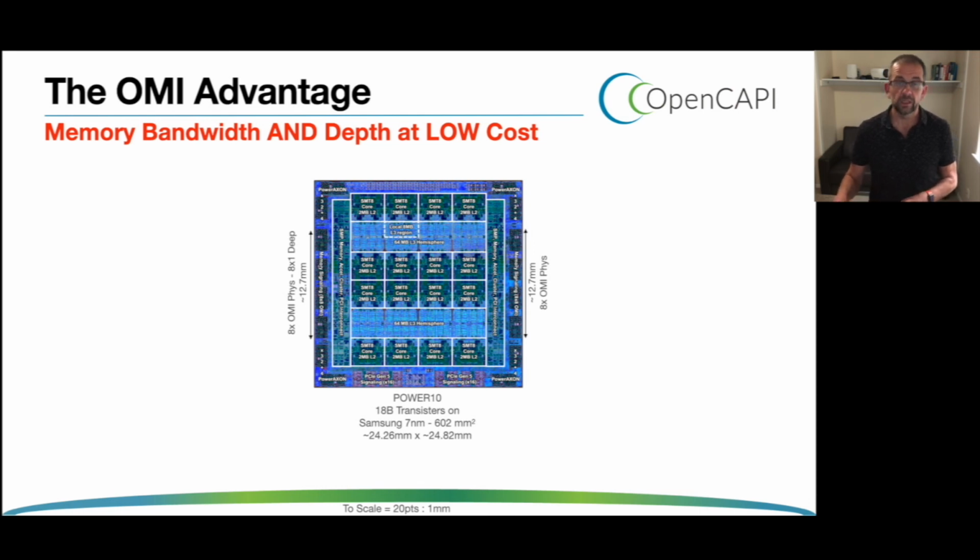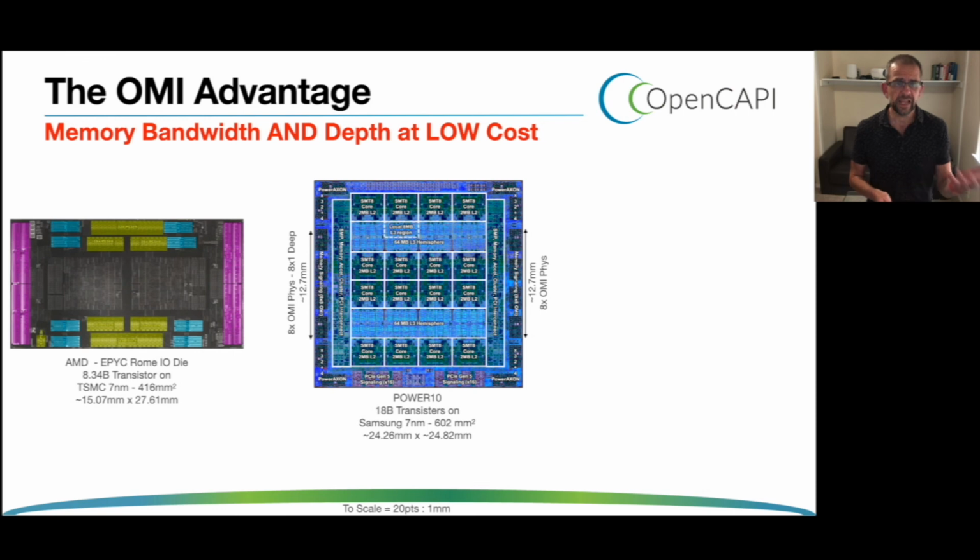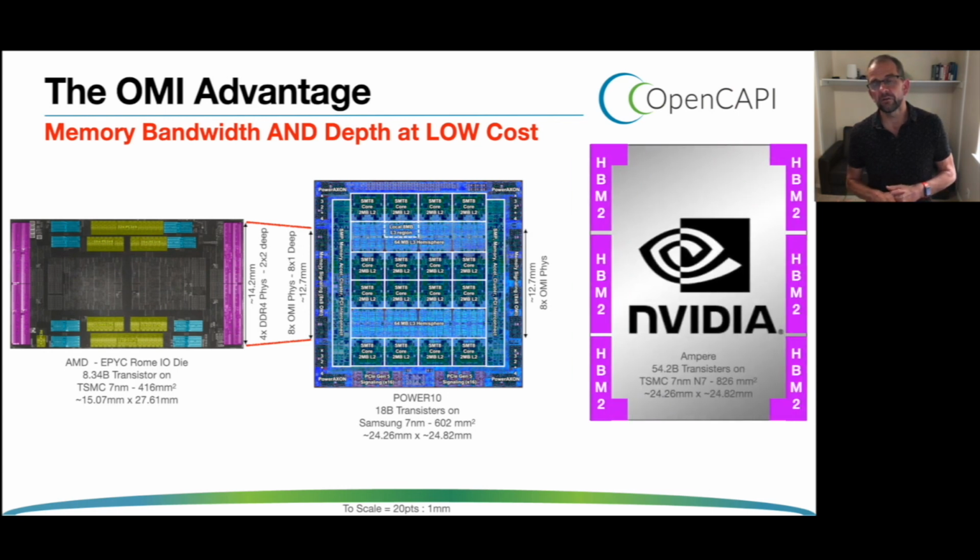This is all to scale, and they're all based on 7 nanometer process nodes. The AMD EPYC Rome I/O die has DDR4 memory channels at either end, with 4 memory channels at one end, and you can see it's a slightly bigger edge area for those 4 channels compared to the 8 OMI channels. Similarly, the NVIDIA Ampere device has 6 HBM2 channels, and one HBM is slightly smaller than the 8 OMI channels on the Power 10, again at 7 nanometers.